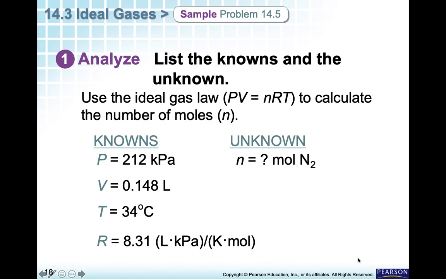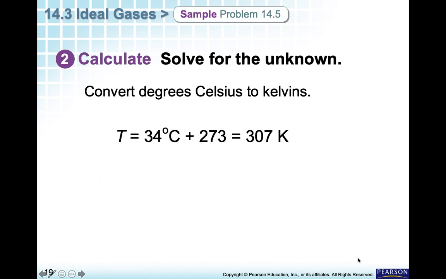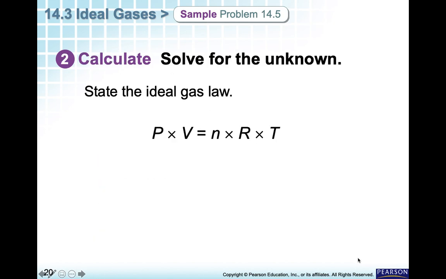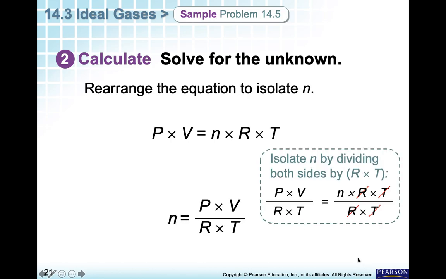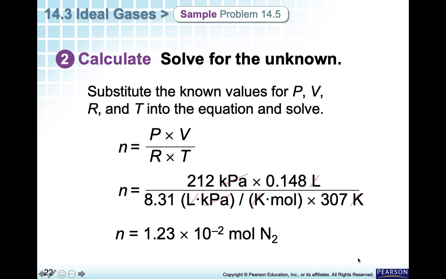The first thing I would do here is convert temperature from Celsius into Kelvin by adding 273 to it. And then I would rearrange this equation solving for N, so I would have PV divided by RT. And now I'm ready to substitute into my equation the values, making sure that all my units cancel. And I would get that it's 1.23 times 10 to the negative 2 moles of nitrogen.